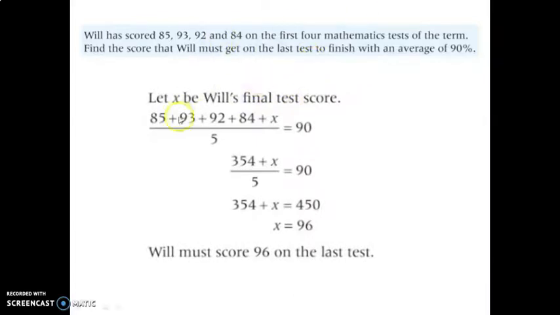So here's how you do this. Here's the 4 scores he has. Here's the unknown last test. Divided by 5. He needs an average of 90. Solve for X. Check the work there. We're solving for X. We're solving backwards.